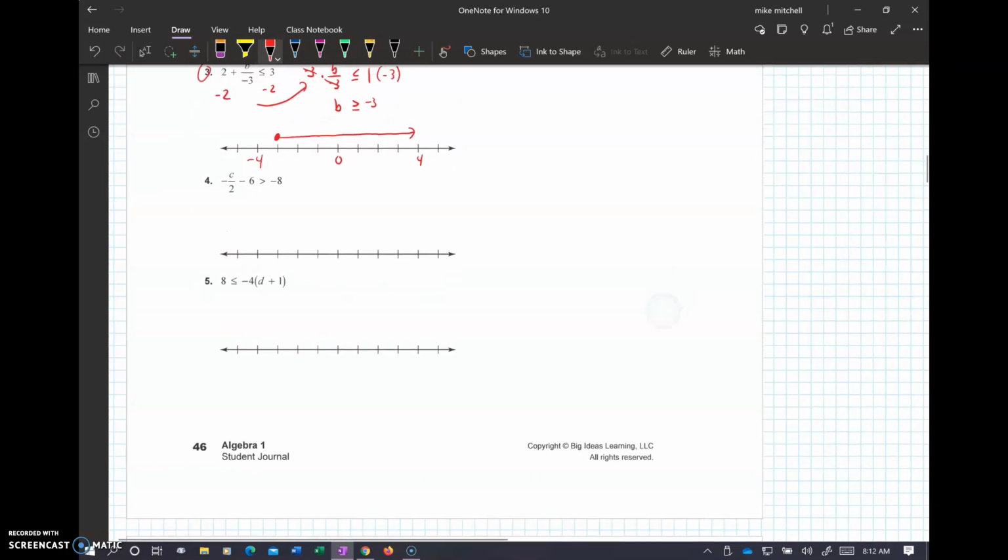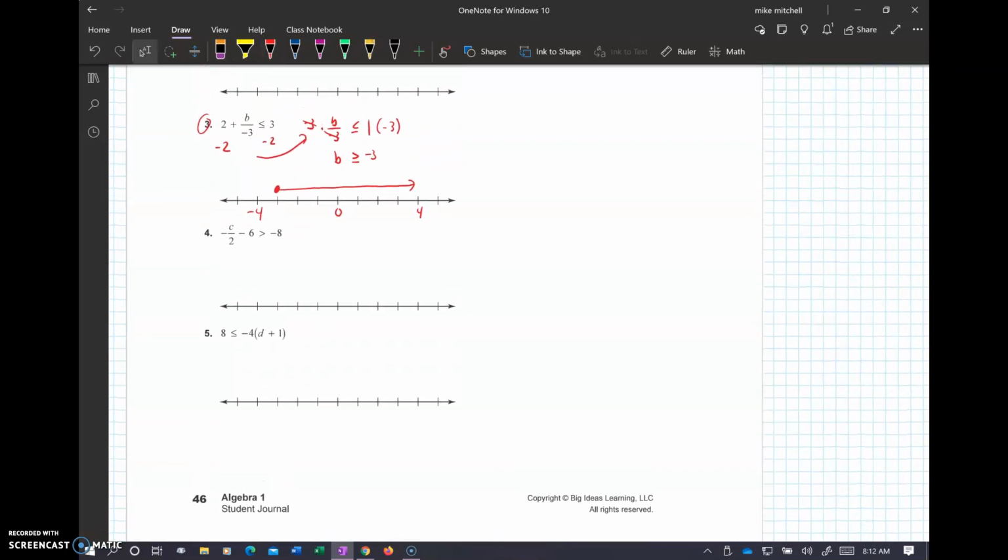Okay, you can try those. Number 4 is the same. Remember, on this, -c/2 is the same as -c/2, which is the same as c over -2. You can treat that any way you want. So treat this one like this or this. And I usually do the second one because then I get rid of the negative in one step instead of 2.